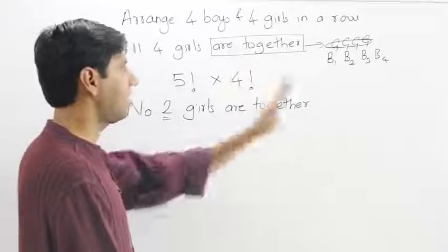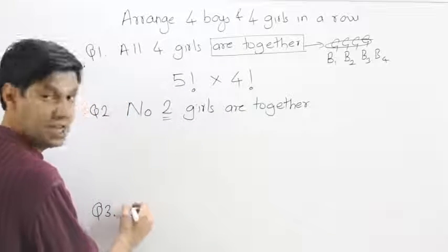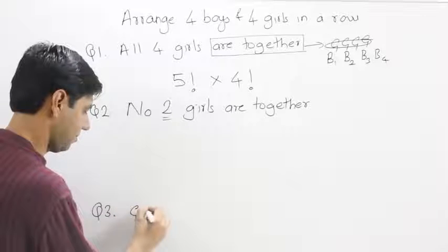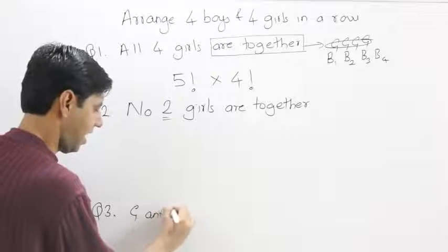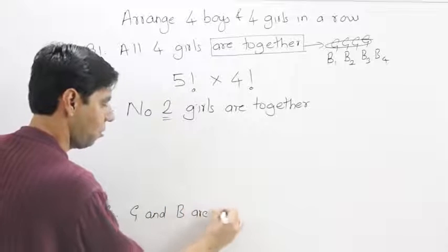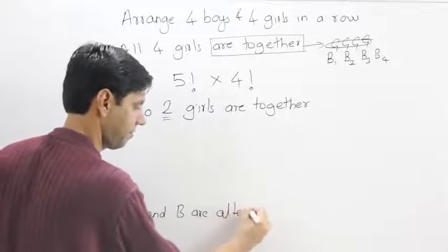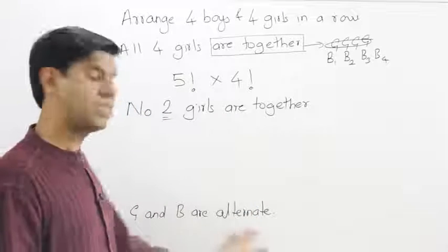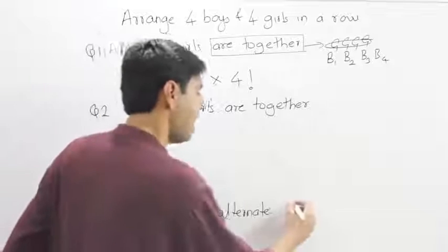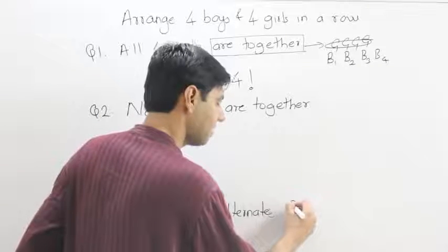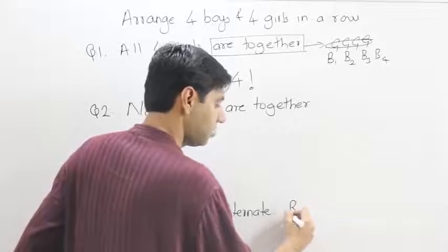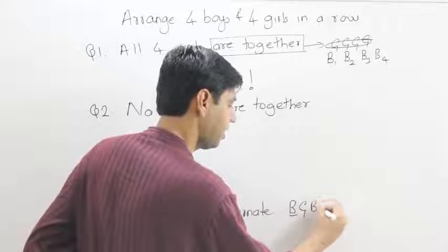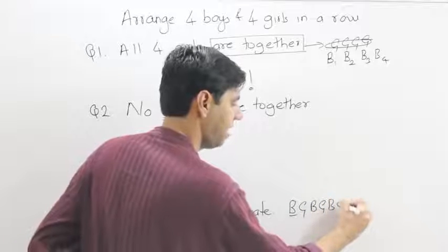In how many ways can the 4 girls and 4 boys be arranged such that girls and boys are alternate in the seating arrangement? If girls and boys are alternate, this is an easy one. Either I am going to have, starting with a boy, a position fixed for a boy, then a girl, boy, girl, boy, girl, and a boy, girl.